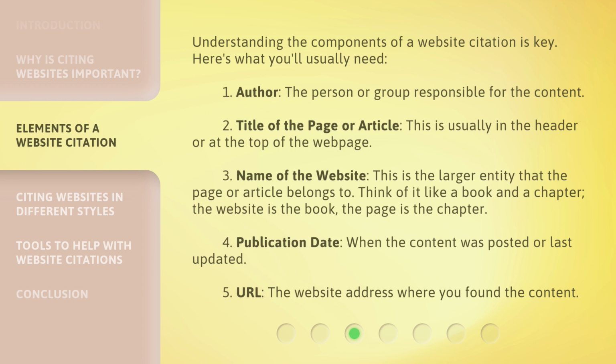3. Name of the website. This is the larger entity that the page or article belongs to. Think of it like a book and a chapter. The website is the book, the page is the chapter. 4. Publication date. When the content was posted or last updated. 5. URL. The website address where you found the content.